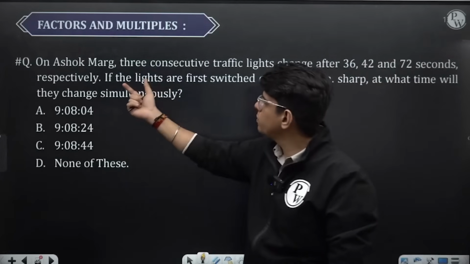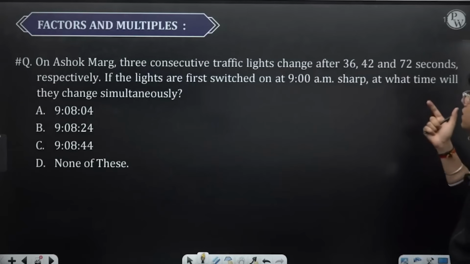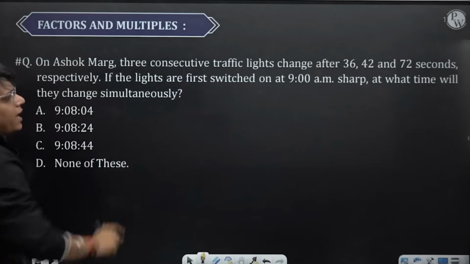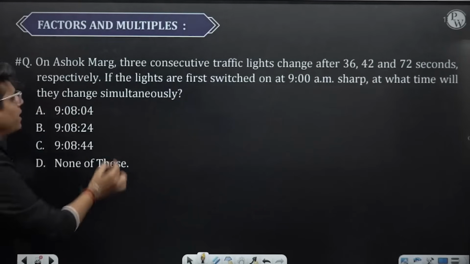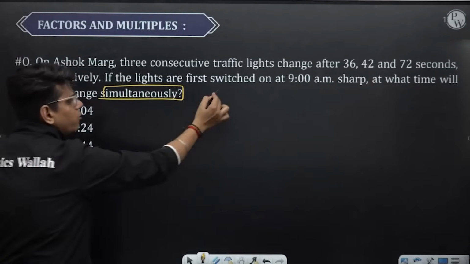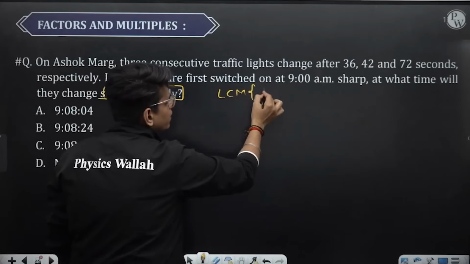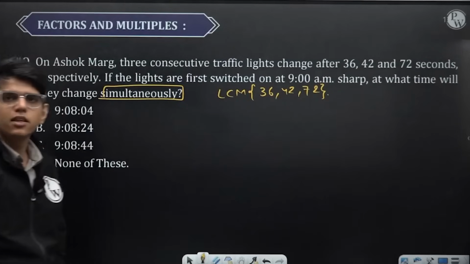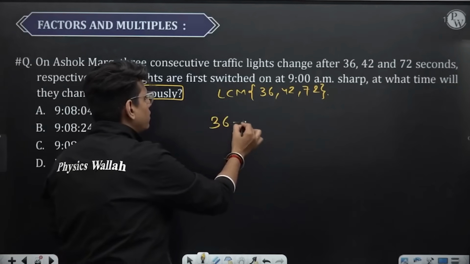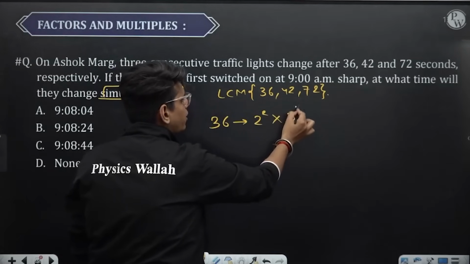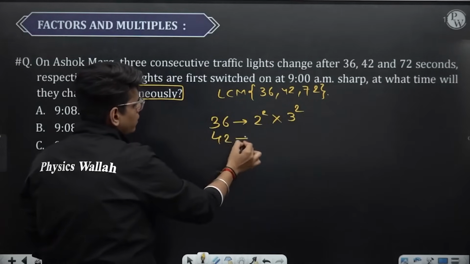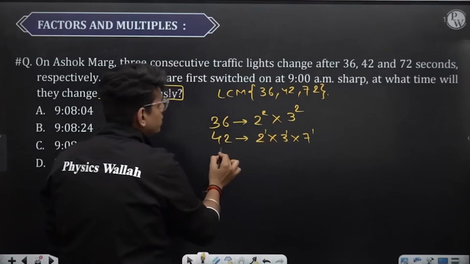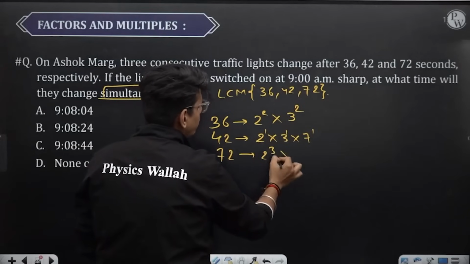Here, on Ashok Marg, 3 consecutive traffic lights change after 36, 42, 72 seconds respectively. If the lights first switch on at 9 a.m., at what time will they change simultaneously together? So here we have to calculate the LCM of these times: 36, 42, 72. Right? 36 is 6 into 6. 36 can be written as 2 to the power 2 into 3 to the power 2. 42 is 2, 3, 7. 72 is 2 to the power 3 into 3 to the power 2.